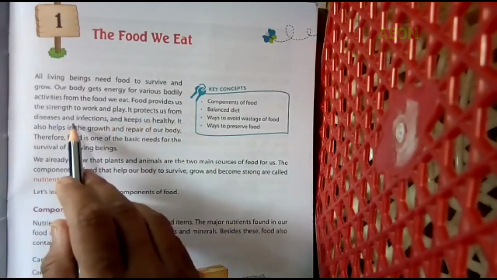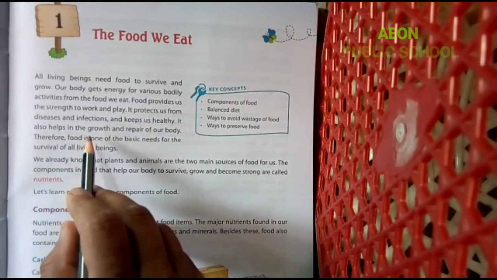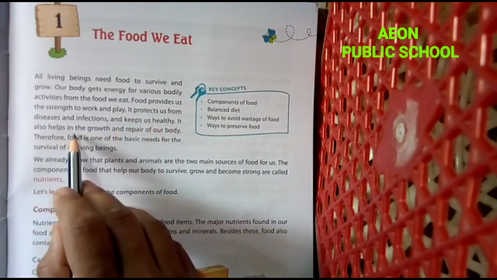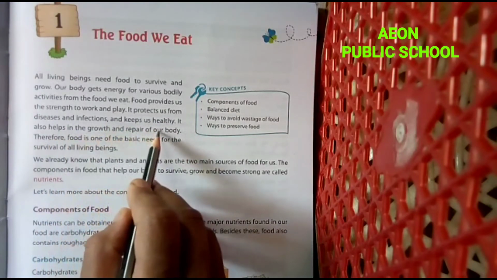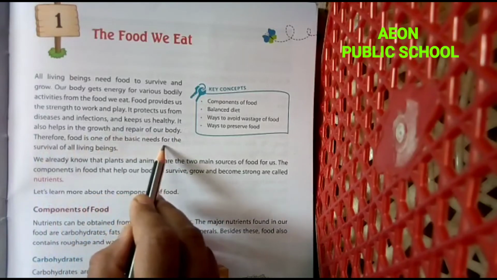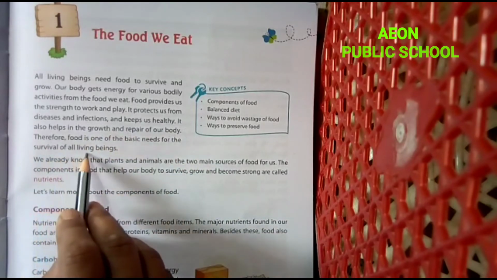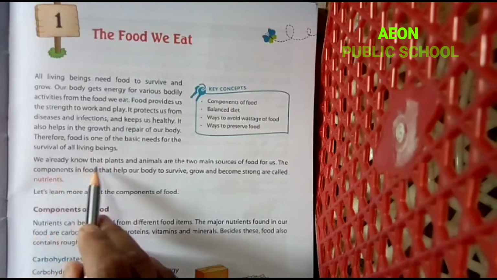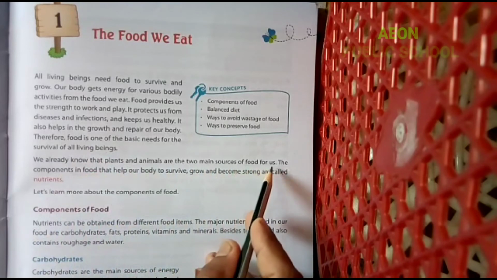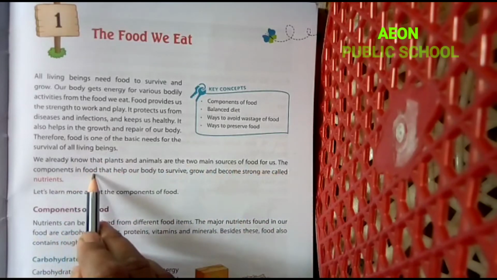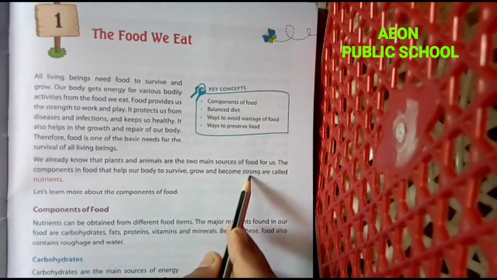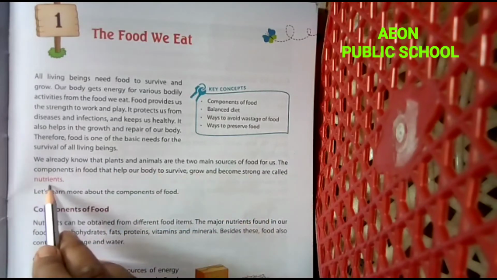It protects us from diseases and infection and keeps us healthy. It also helps in the growth and repair of our body. Therefore, food is one of the basic needs for the survival of all living beings. We already know that plants and animals are the two main sources of food for us. The components in food that help our body to survive, grow and become strong are called nutrients.